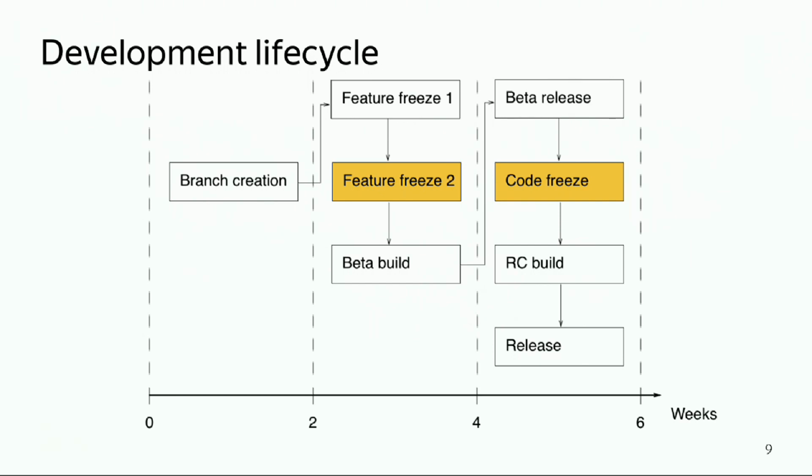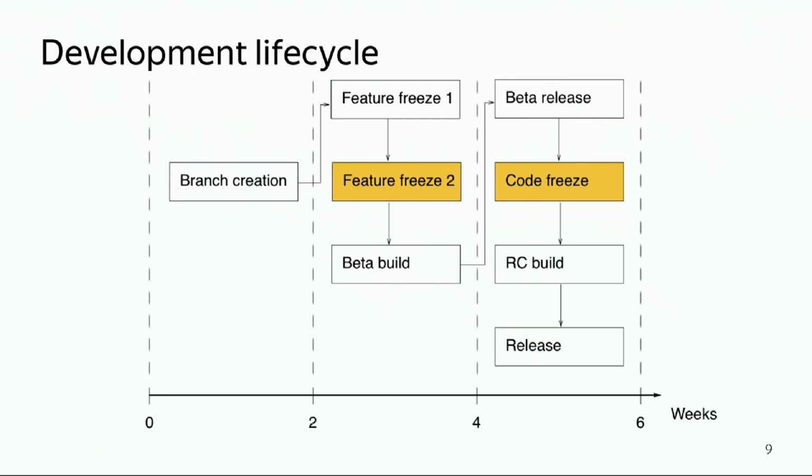After it, the security team connects to the process. The second main stage is the code freeze. The code freeze is the stage when all features which are going to be released are written, and we can just test them. It doesn't mean that there will be no bug fixes or any changes, but the code freeze means that the main code is frozen.